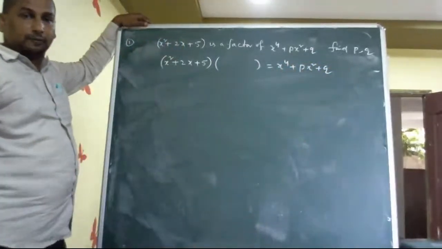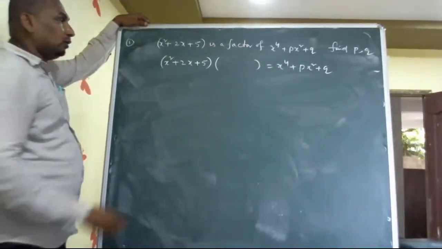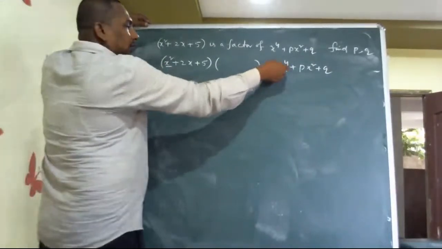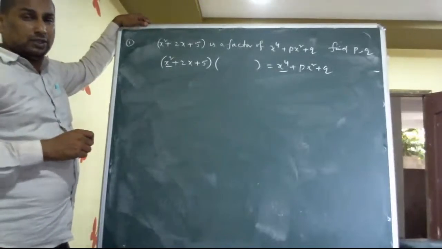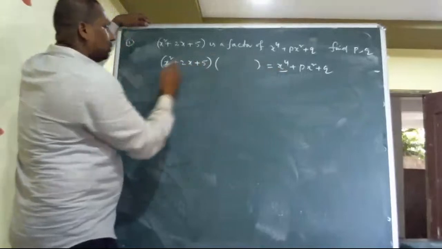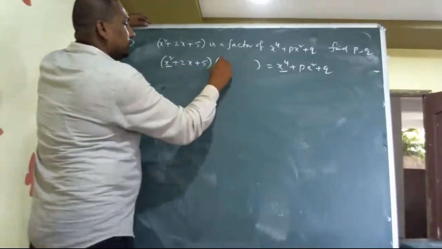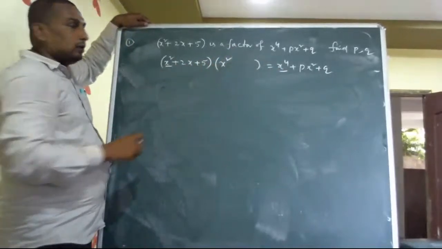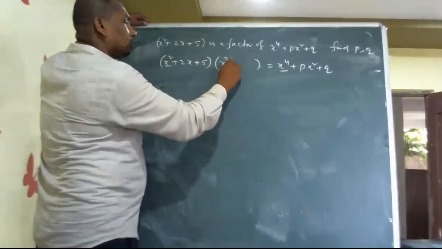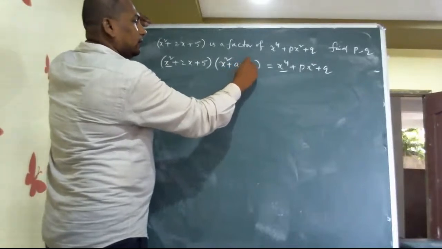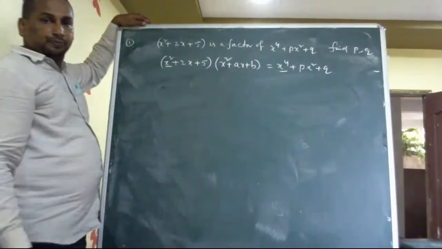What is that something? In that something, we know it is very clear: x square, here x power 4. In the first session only I told about polynomial division. x power 4 by x square, so it is x square. It is quadratic. Remaining two terms, x term and constant. We don't know the coefficient of the x term, let it be a. We don't know the constant, let it be b.